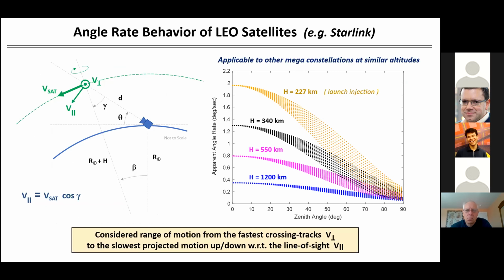So how do we discriminate satellites from meteors? One of the simplest things to do is to actually look at the angle rate behavior. So on the right are shown the various curves for different height satellites. The family of curves for a given color represent whether or not the satellite is moving across your line of sight, which is the V perpendicular direction, or along your line of sight, the V parallel, where it's projected onto your line of sight. And that's basically at the top and bottom of each family of curves there. And as you can see, the worst case scenario is Starlink right after launch when it's at 227 kilometers. At worst case, when it flies directly overhead, it can be moving at about 2 degrees per second.